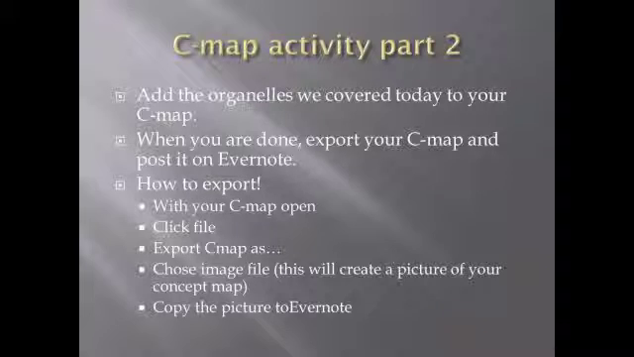So here's how. What you can do is you get into CMAP, you get your cell concept map there. You click on File, you click Export CMAP As, you then click on where it says Image File, and this will let you create a picture of your concept map. You just take that picture, you post that picture onto Evernote, and bam, you're done. And that will be my way of knowing you got the work taken care of.